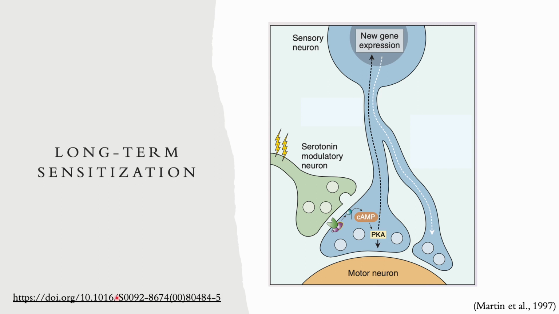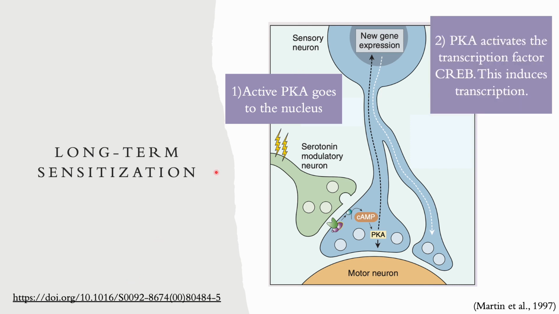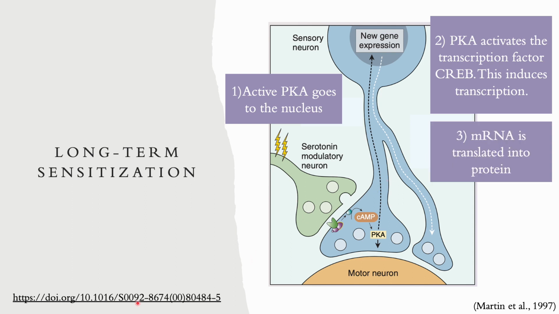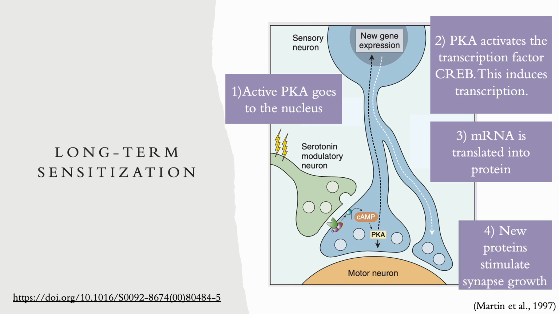Let's walk through the steps of long-term sensitization. First, active protein kinase A goes to the nucleus. Remember that PKA actually helps to regulate sugar and lipid metabolism in the cell. Second, PKA activates the transcription factor CREB. This induces transcription of DNA to mRNA. Then mRNA is translated into protein outside of the nucleus, and new proteins can stimulate synapse growth. Ultimately, the creation of protein is crucial for learning to occur.